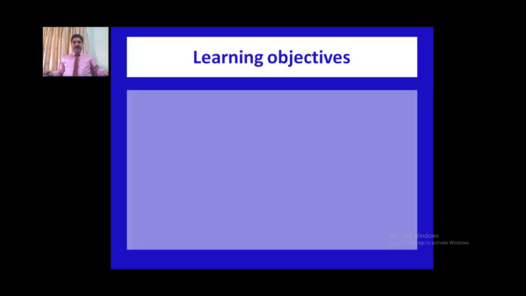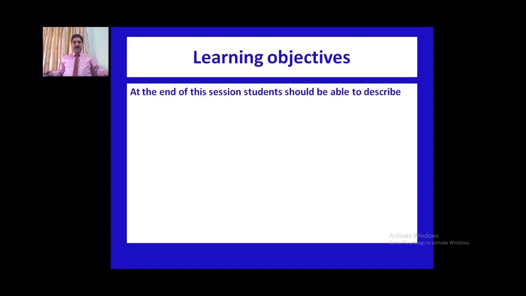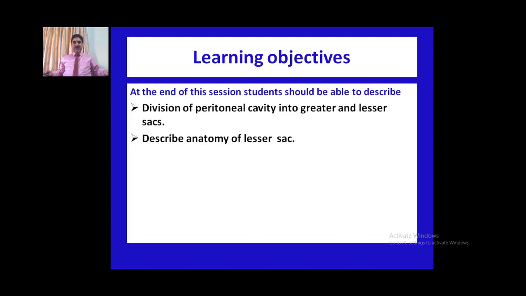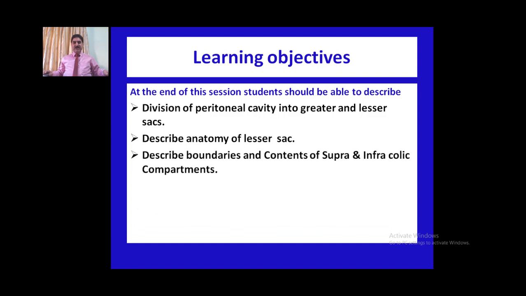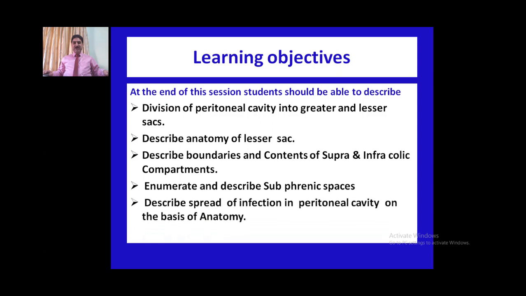The learning objectives for my today's class are: at the end of this session, students should be able to describe division of peritoneal cavity into greater and lesser sacs, describe anatomy of the lesser sac, describe boundaries and contents of supra and infracolic compartments. They should be able to enumerate and describe subphrenic spaces, describe spread of infection in peritoneal cavity on the basis of anatomy.